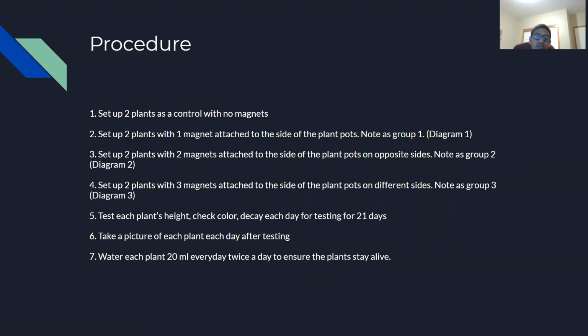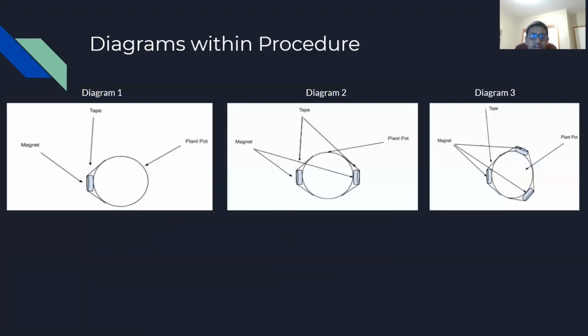So I was to test each plant's height, color, and decay each day for 21 days, which was the number of days I tested each plant. And I was to take a picture of each plant each day after testing. And I was to water each plant with 20 milliliters of water every day, twice a day, to ensure the plant stayed alive. So you may have noticed that in the procedure, it noted diagram 1, 2, and 3. And each diagram essentially shows how each magnet should be placed on the plant pot.